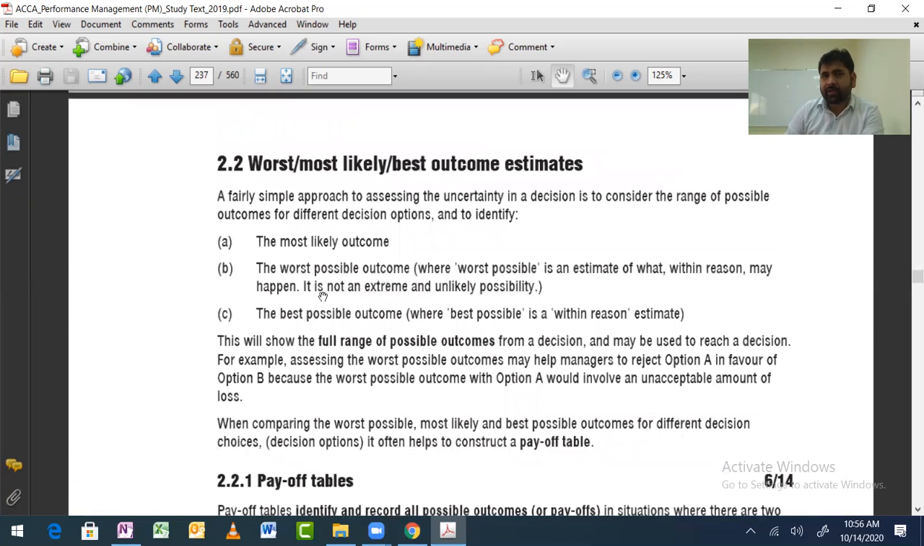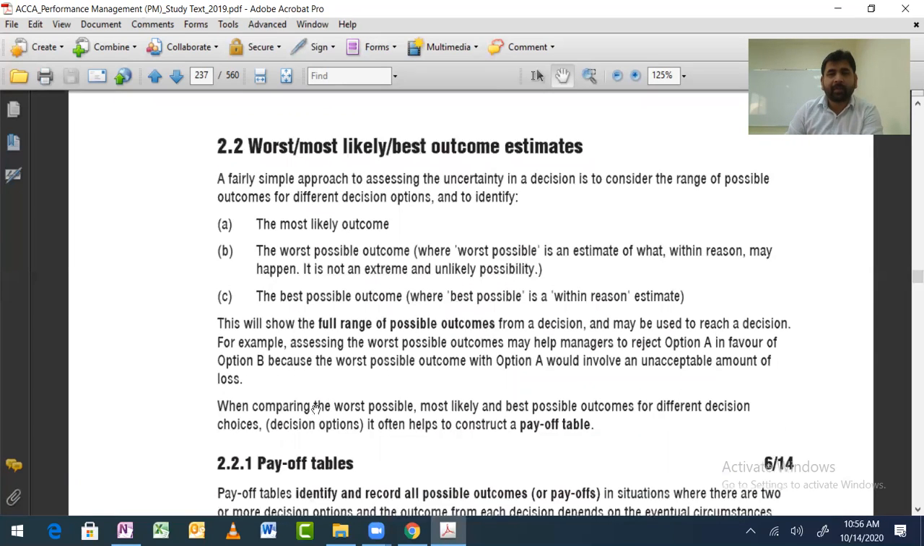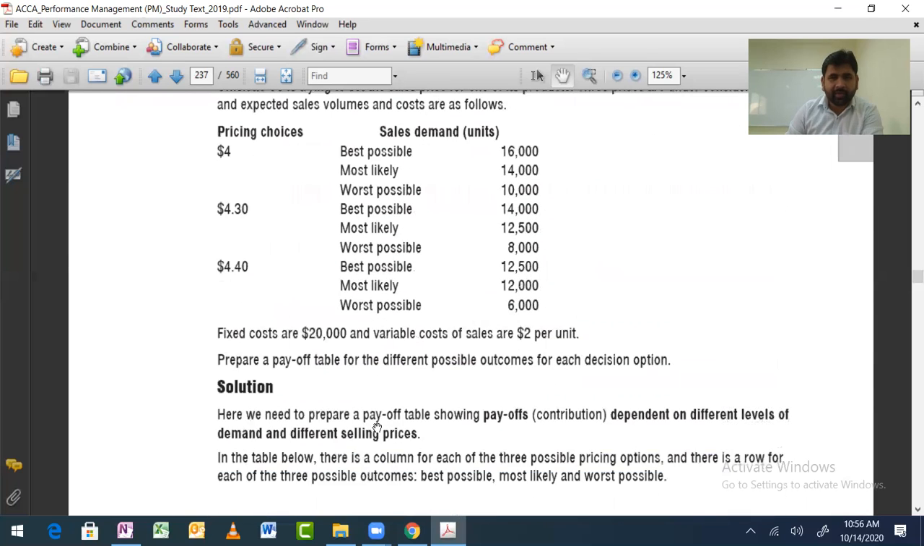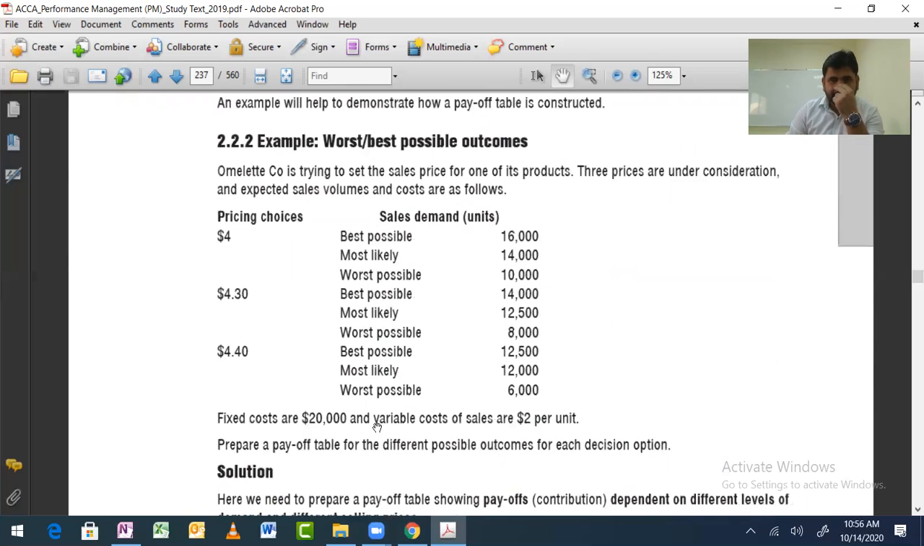Now here, three things you may get: worst, most likely, and best outcome. I think you can understand that: worst, most likely, and best outcome. Like what is the worst case scenario, what is the best case scenario, what is the normal, which can happen, what are we expecting. And then we make payoff tables. So I will show you a payoff table.